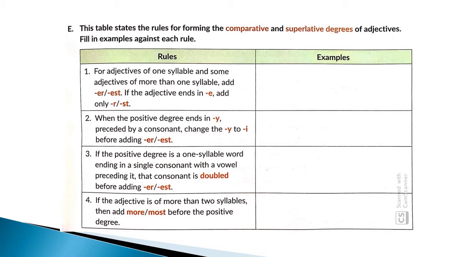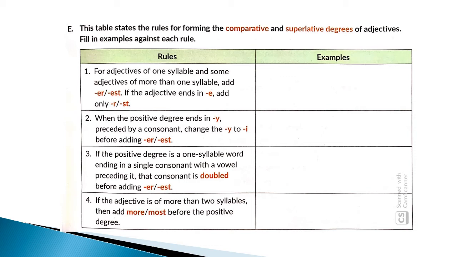If the positive degree is a one-syllable word ending in a single consonant with a vowel preceding it, that consonant is doubled before adding er or est. So what is the rule here? For example, slim, S-L-I-M. Slim is a one-syllable word and it ends with a consonant. What is the consonant? M. But before the consonant there is a vowel. What is the vowel? I. So when we change it into comparative and superlative, first we have to double the consonant and then add er and est. For example, slimmer, S-L-I-M-M-E-R, and slimmest, S-L-I-M-M-E-S-T.